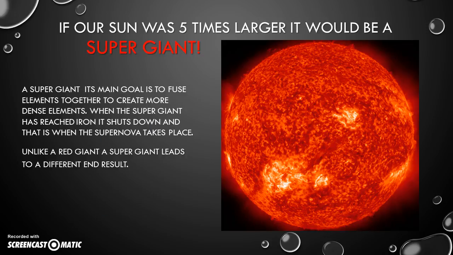So if our sun was 5 times larger, it would be a supergiant, and the main goal of a supergiant is to fuse elements together to create more dense elements. When a supergiant has reached iron in the periodic table, it shuts down and a supernova explosion takes place.